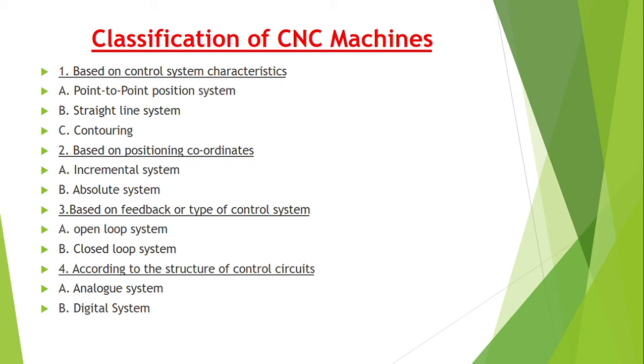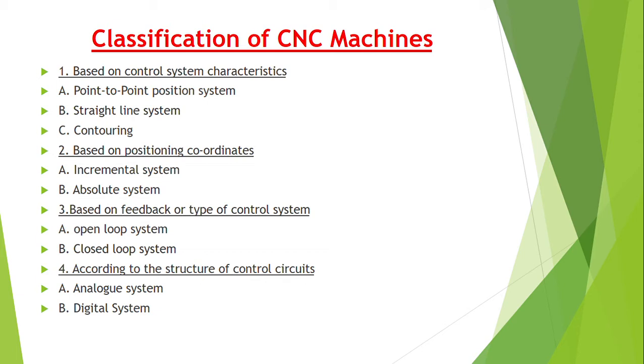The next point is the classification of CNC machines. CNC machines are classified in 4 ways. The first one is based on the control system, that is, the point to point positioning system. The second one is the straight line system. The third is contouring, that is, the continuous path.